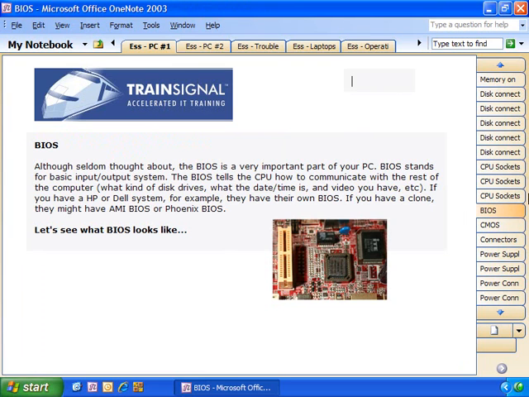All right, now let's talk about BIOS. Now, although you seldom think about it, the BIOS is a very important part of your PC. BIOS stands for Basic Input-Output System. The BIOS tells the CPU how to communicate with the rest of the computer, what kind of disk drives you have, what the date and time is, and what kind of video adapter you have, among other settings.